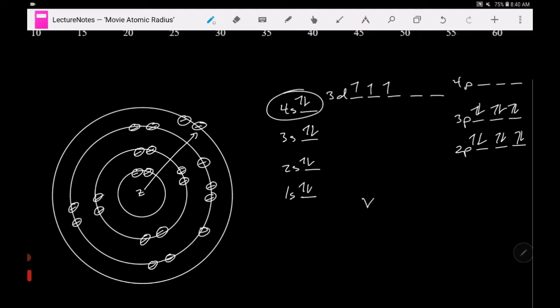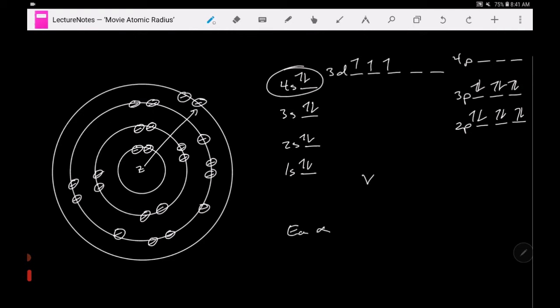Vanadium has 23 electrons. This again is going into the third energy level. The 3d is in the third ring. So the valence electrons are in the fourth ring. So the distance from the nucleus to the valence electrons is the atomic radius. The effective nuclear charge for vanadium is the number of protons minus the number of core electrons.